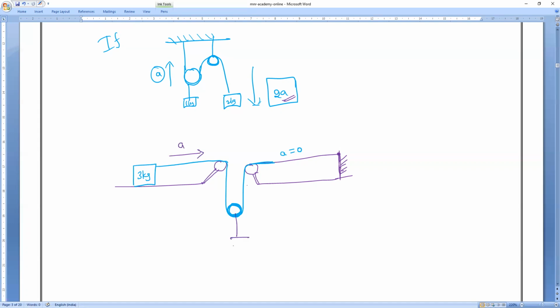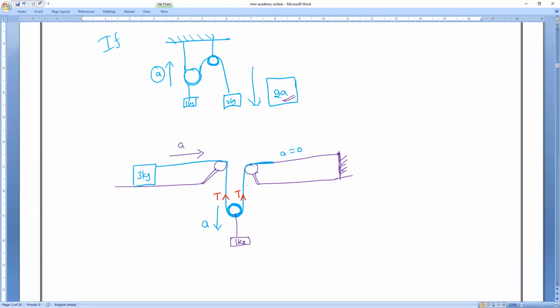Here the 1 kg object is attached. Now tell me, if the body goes downwards, the mobile pulley moves in the downward direction. What is the acceleration of the mobile pulley? Downward. Now I want the tensions. What is the tension of the string here? It is the same string, so the tension is T. Here also the tension is T.